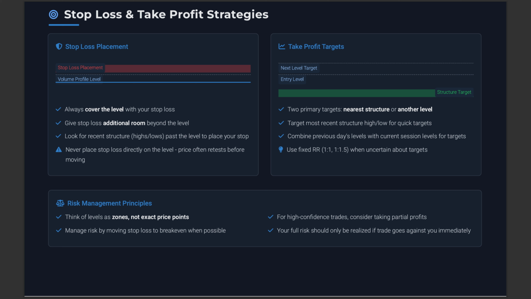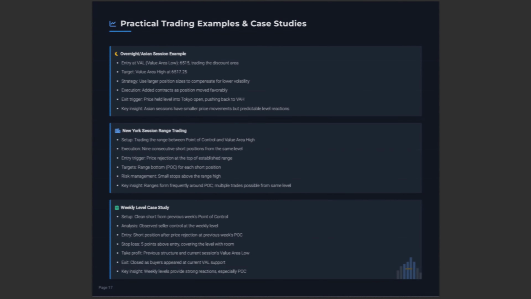If you're really stuck on where to take profits, just use a fixed risk-reward ratio like 1:1, 1:1.5 or 1:2. The key is having a plan before you enter the trade. Know exactly where your stop goes and where you'll take profits. Volume Profile gives you objective, data-driven levels for both. Let me share some real trading examples from the strategy to show you how this all comes together in practice.